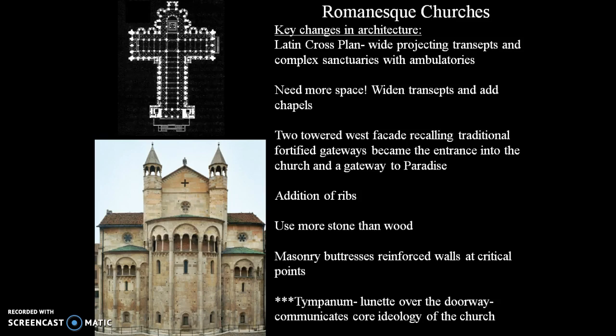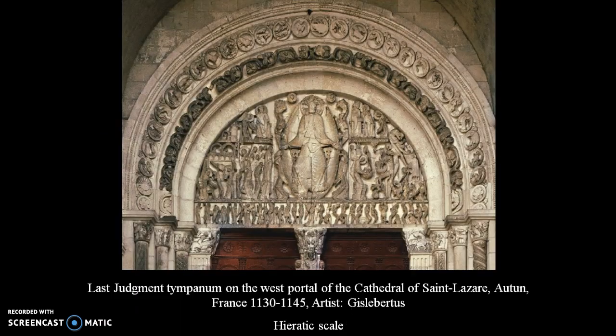They also add additional ribs. They add masonry buttresses and reinforced walls at critical points. And they also add a tympanum. We'll look at the tympanums in more detail in just a second. The tympanum is a lunette over a doorway. Well, let me just go ahead and show you what it looks like. So here's an example of a tympanum. It is the lunette over a doorway, and this is probably the most notable feature of a Romanesque church. The tympanum is really important because it communicates the core doctrines of the church.